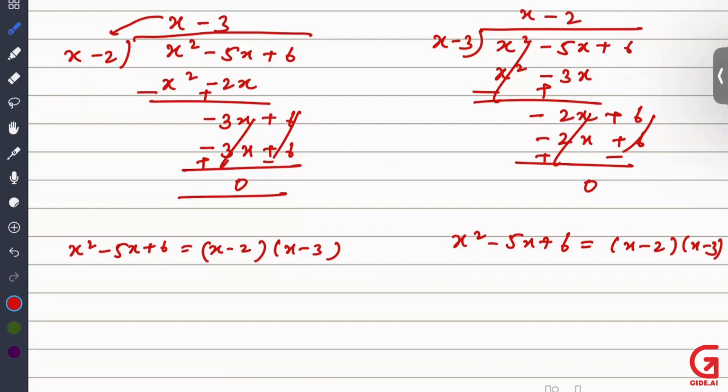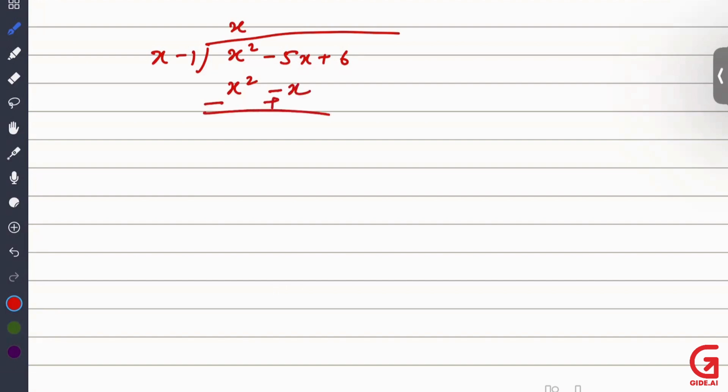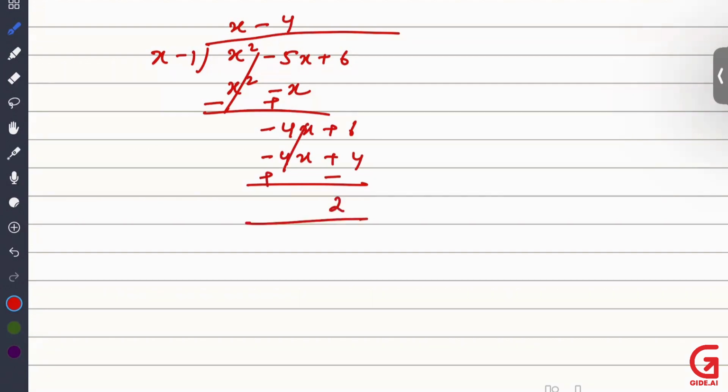Right? So what will happen if it's not a factor? Then that's a different thing to look at. Right? Let's see. So let's say if I have x squared minus 5x plus 6 and I divide it by x minus 1. Definitely x minus 1 is not a factor because it can only have two factors. Why? Because it can only have two roots. Right? So first x, I'll get x squared minus x, subtract it, minus plus. This gets cancelled, you get minus 4x plus 6. So minus 4x plus 4, this becomes 2. 2 is the remainder, right?